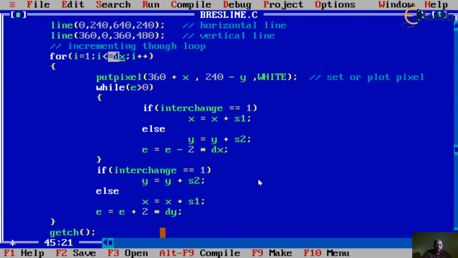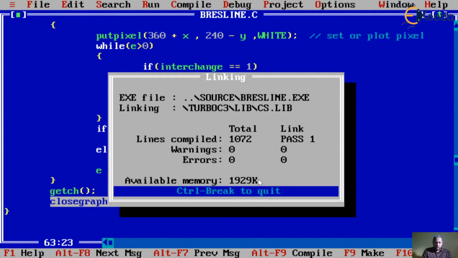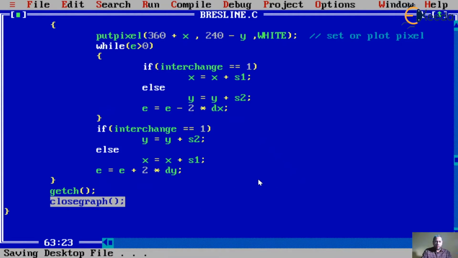Okay, getch to see the output of the program, and at the end you close the graph. As we initialized the graphics function, we are going to close graph. So this is the program implementation of the Bresenham line drawing algorithm. We are more interested in the output of the program. So I just use F2 to save the program. F9, okay, no errors. Control F9.